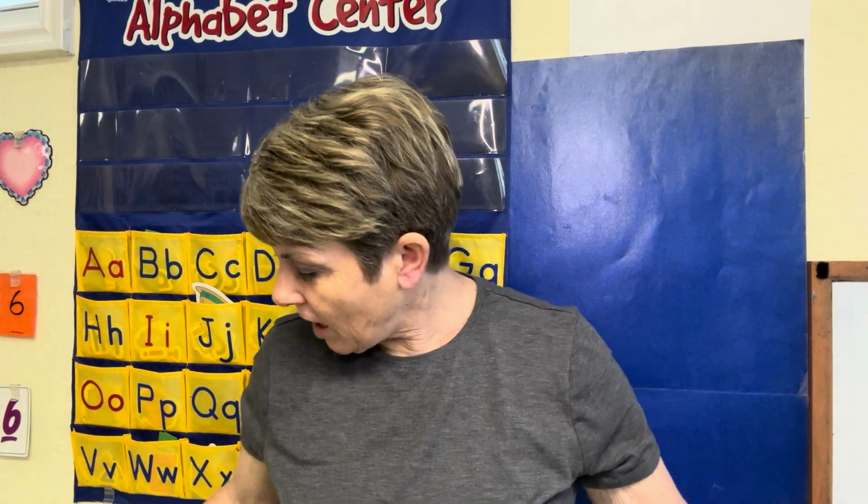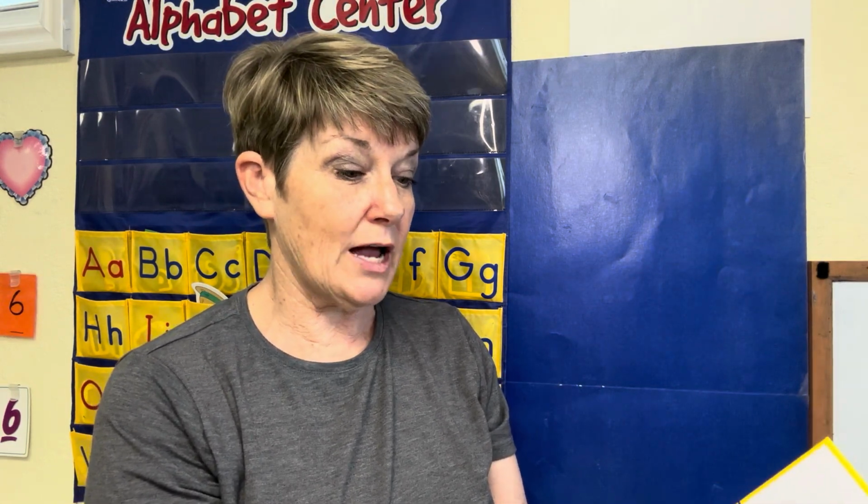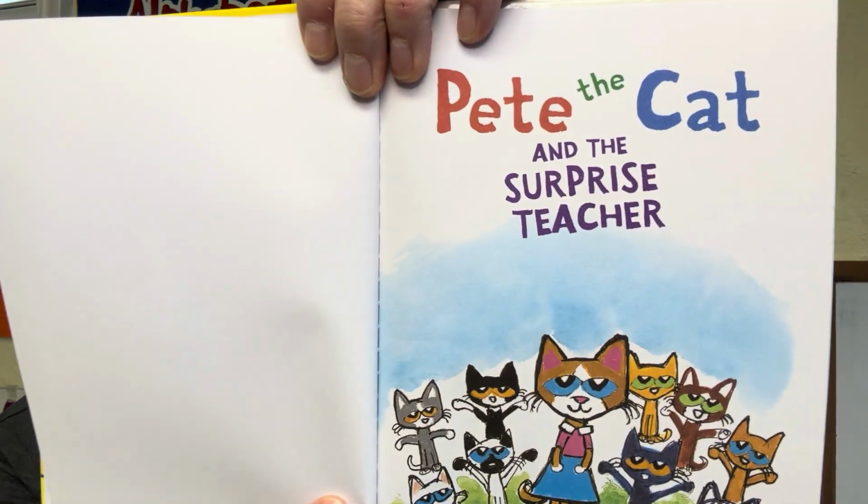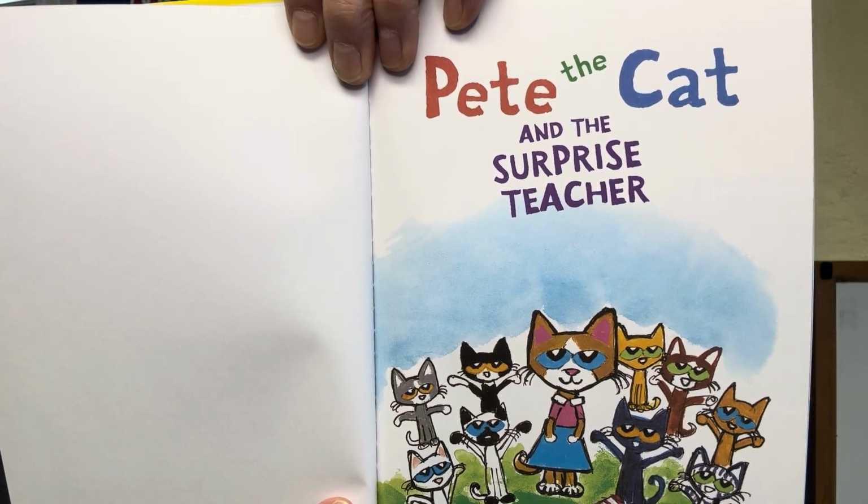You know what? I'm going to read you a story about a regular person that turned into a helper. And it's a Pete the Cat book. Pete the Cat and the Surprise Teacher. Shall we see what happened? Do we know who the teacher is? Let's see what this mystery or this question is. Pete the Cat and the Surprise Teacher by Kimberly and James Dean. Let's see.